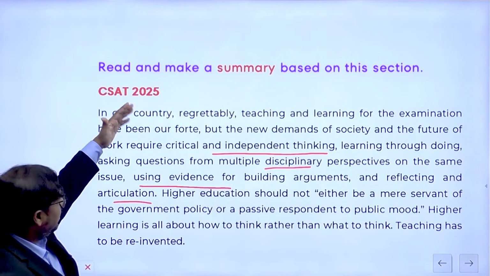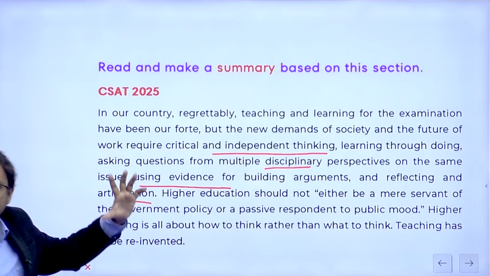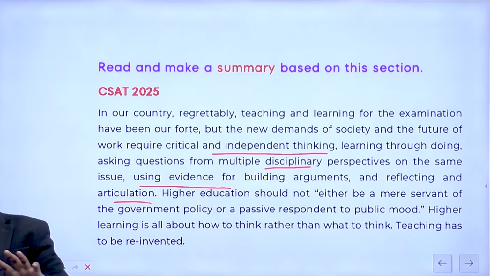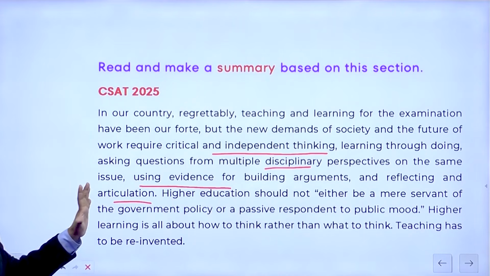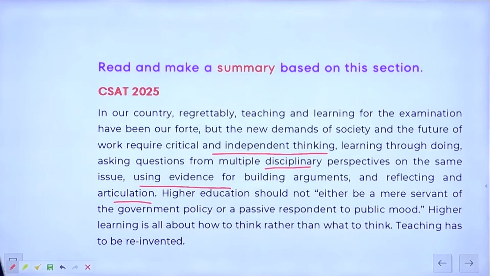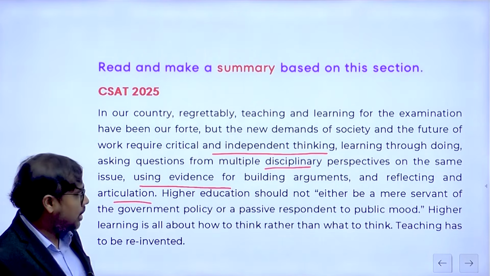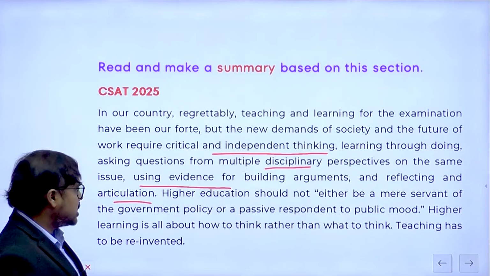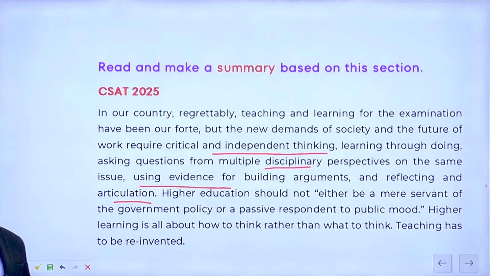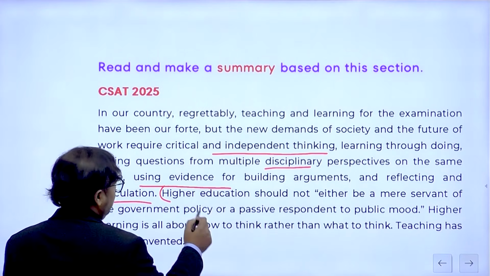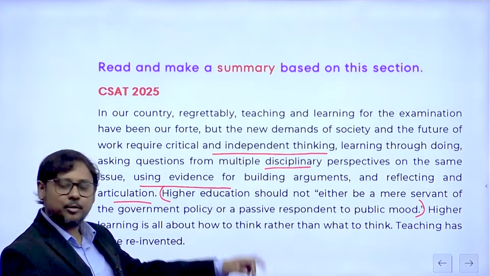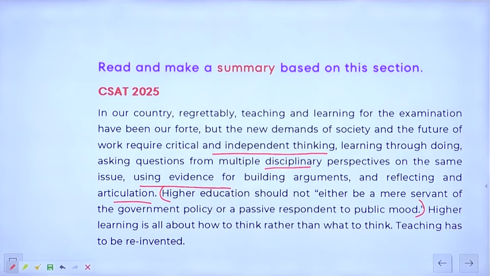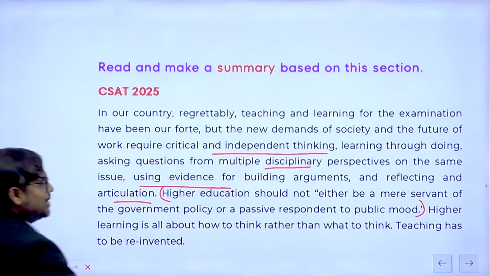So we had a different form of education. Now the demand for the education is different, and hence we need the new form of education. Basically from here we understood this. Higher education should not either be a mere servant of government policy or a passive respondent to the public mood. Okay, so this is one of the arguments that they have given, that higher education should not be, can you relate to any current affairs or any date, NEP, right? Or passive respondent to public mood.